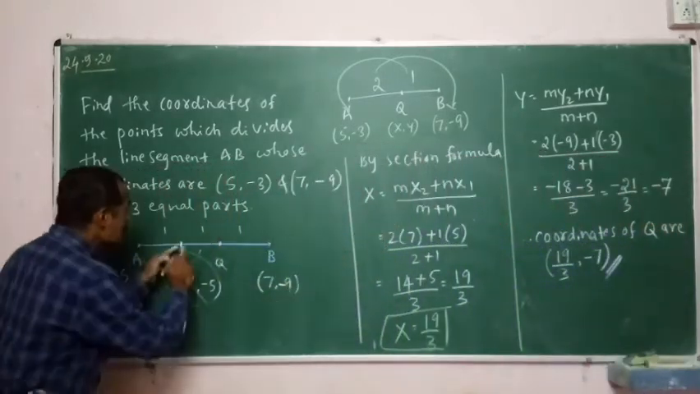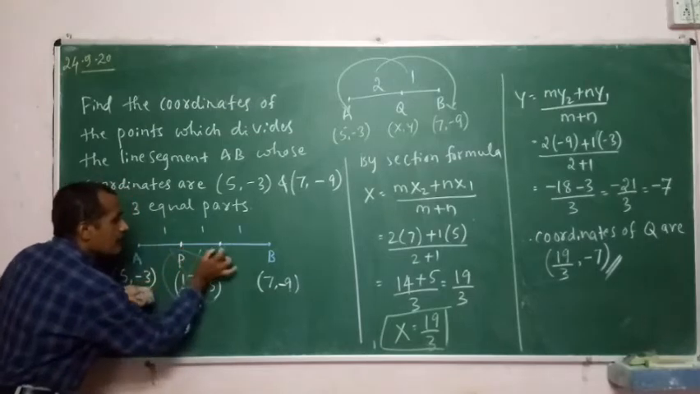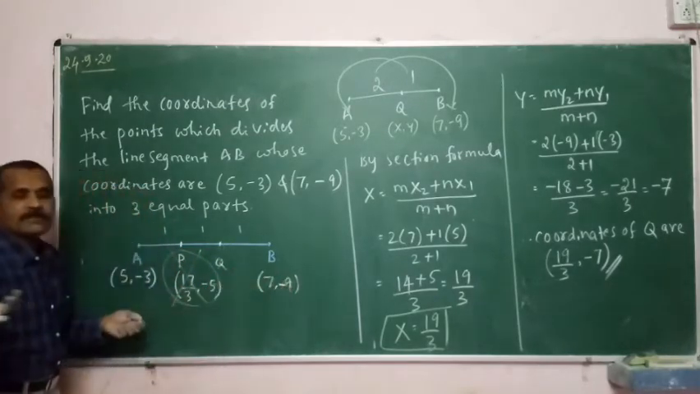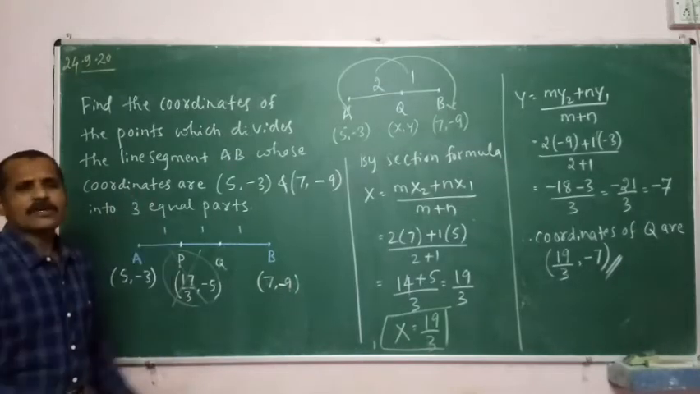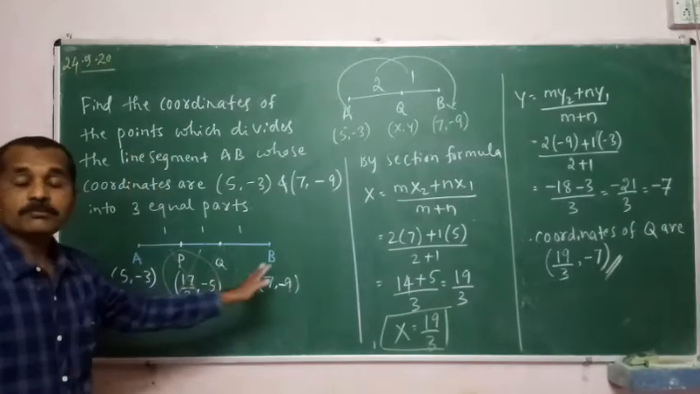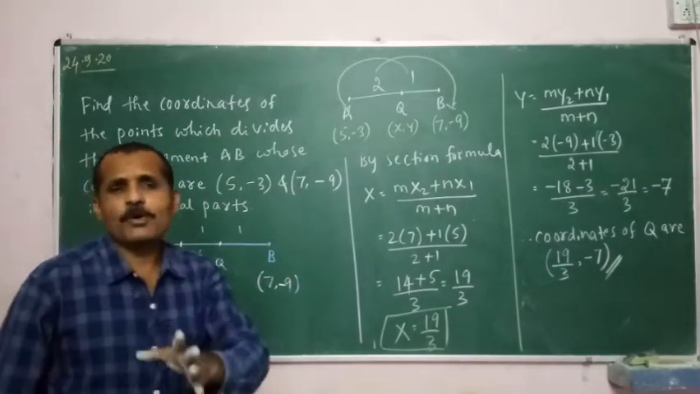You can try with this method: P Q, midpoint. This plus this divided by 2. Try with that method. You are there also getting the same answer. Students, this is how you can solve the problem. There are few more problems.